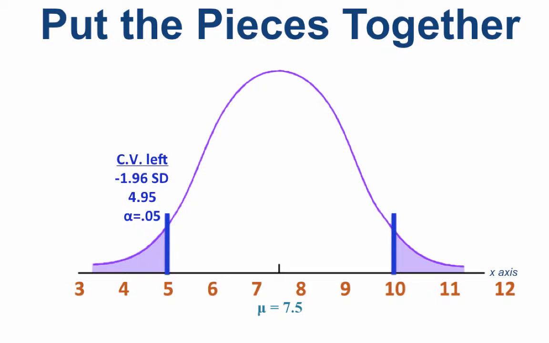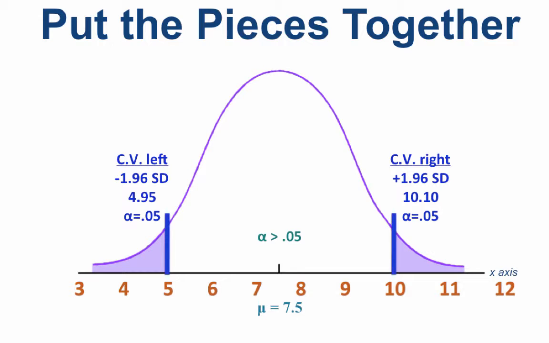The critical value to the left is negative 1.96 standard deviations, a cutoff score of 4.95, defined by an alpha of 0.05 or 5% total. The critical value to the right is positive 1.96 standard deviations, a cutoff score of 10.10, defined by an alpha of 0.05 or 5% total. These two critical values represent an alpha equal to 0.05.